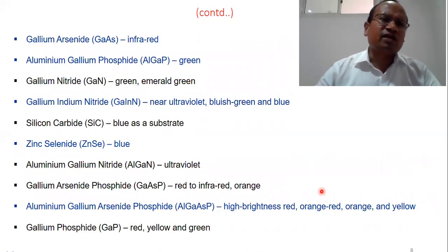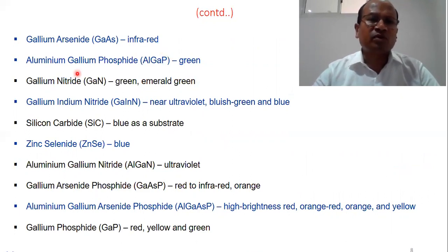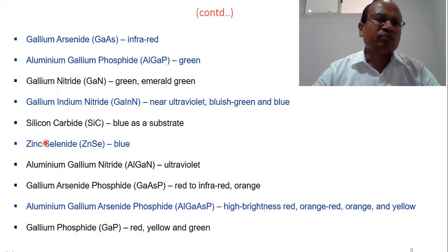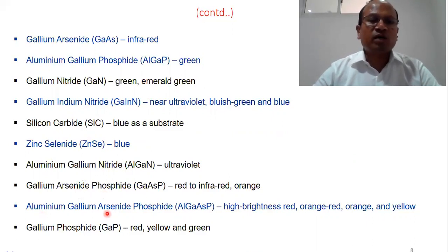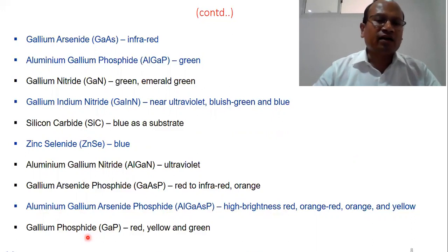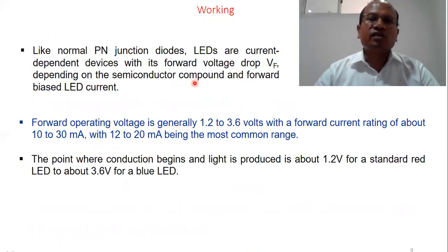These are the materials like gallium arsenide, infrared; aluminum gallium phosphide, green; gallium nitride, emerald green; gallium indium nitride, near ultraviolet, green and blue color; silicon carbide, blue, as a substrate; zinc selenide, blue color; aluminum gallium nitride, ultraviolet; gallium arsenide phosphide, red to infrared, orange color; aluminum gallium arsenide phosphide, high-brightness red, orange and yellow color; and red color is gallium phosphide. So you can see here the different colors are produced by different combinations of these materials.